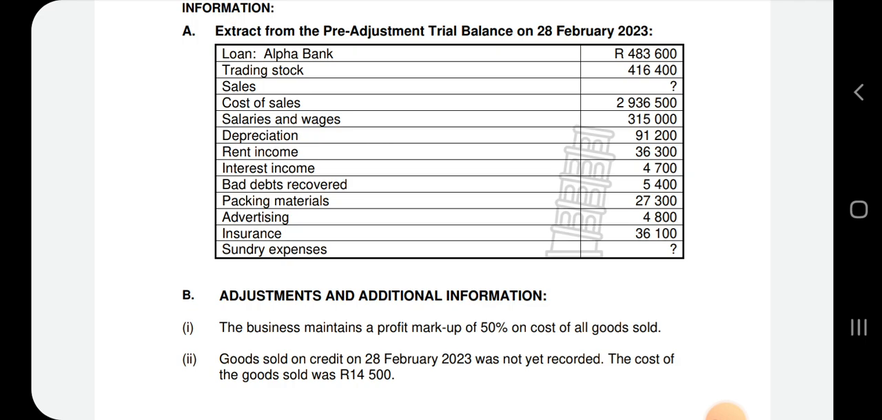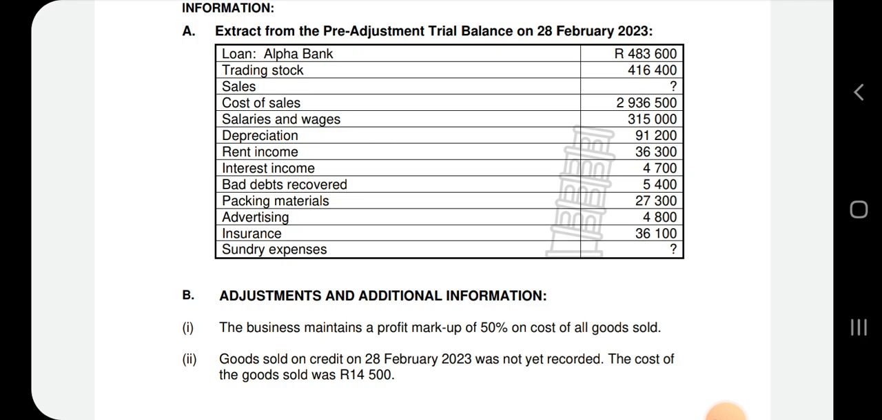It's always an expense. We have rent income. Just by saying rent income, it is an income. We have interest income. It is an income, but that goes down there on interest income. It does not go in other income. So rent income will go to other income. We have bad debts recovered. Bad debt is an expense, but when we see recovered, then bad debts recovered is other income.